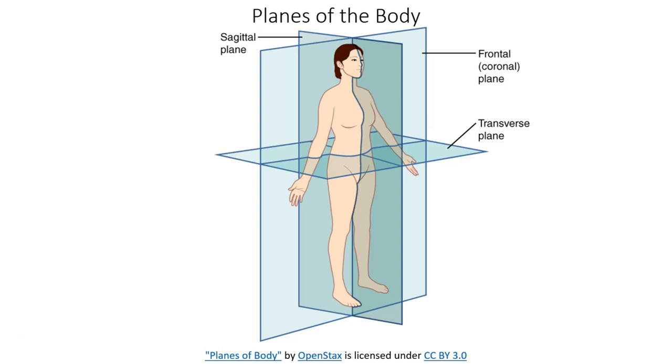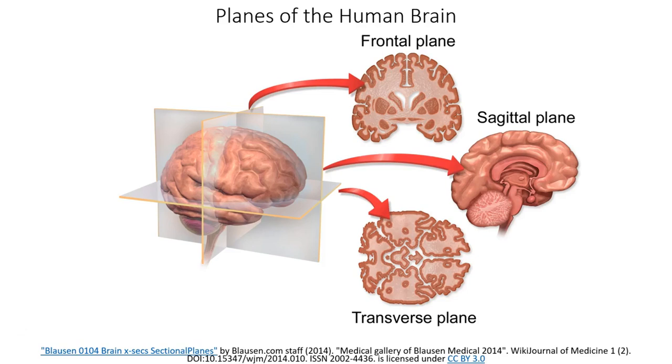All right, so just a review, sagittal plane is going to create left and right sections of the body. The frontal or coronal plane will create anterior and posterior, or front and back portions of the body. And then the transverse plane is going to create superior or upper and inferior or lower portions of the body.